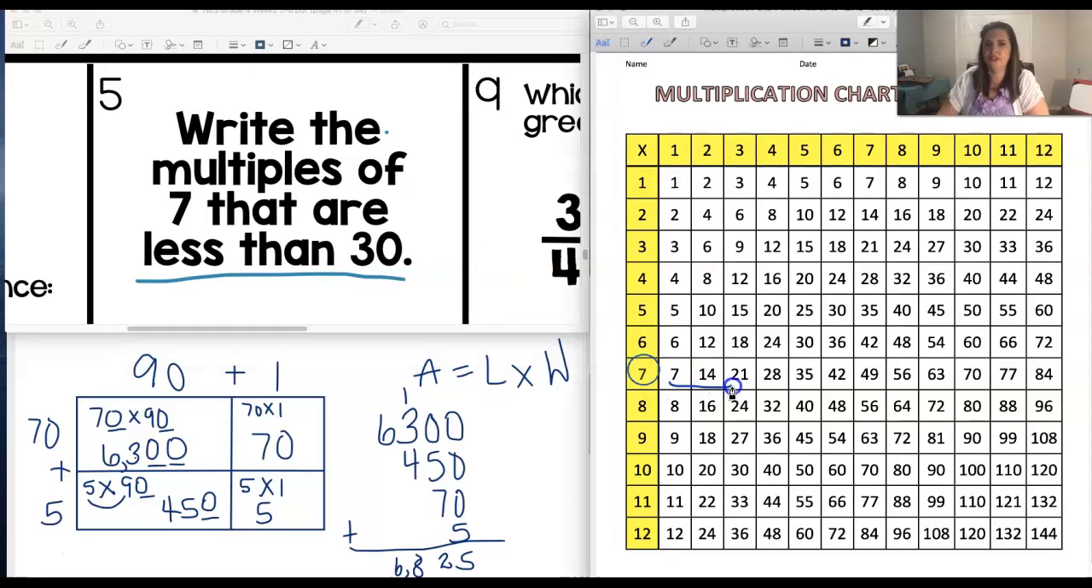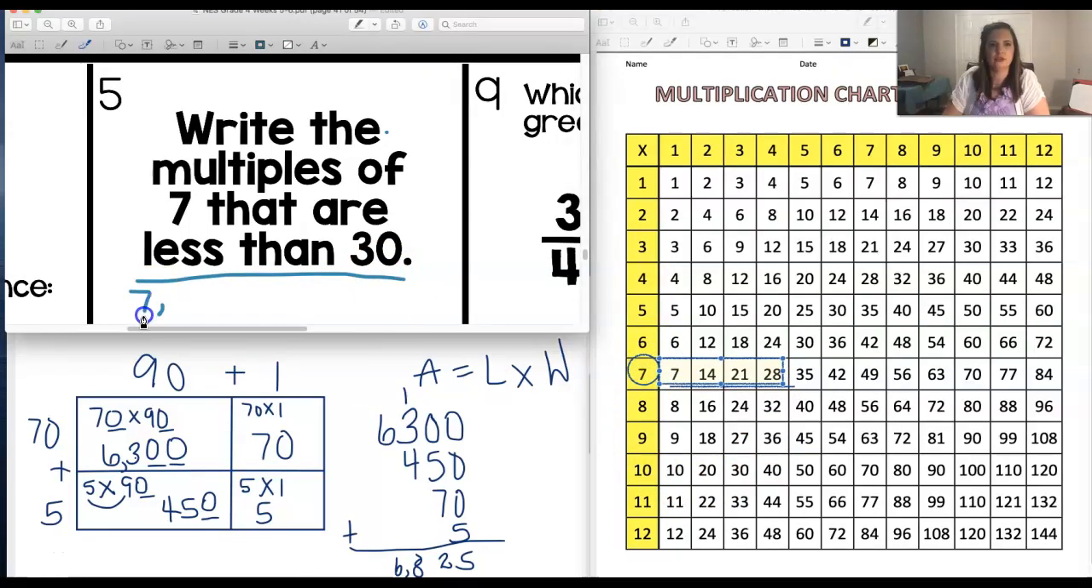7, 14, 21, 28, and then I see 35 is too long, so I'm not going to do 35. I'm just doing these right here. 7, 14, 21, and 28. Those are all the multiples of 7 that are less than 30. Whenever it asks you about multiples, just think in your head, skip counting. You're skip counting by 7.